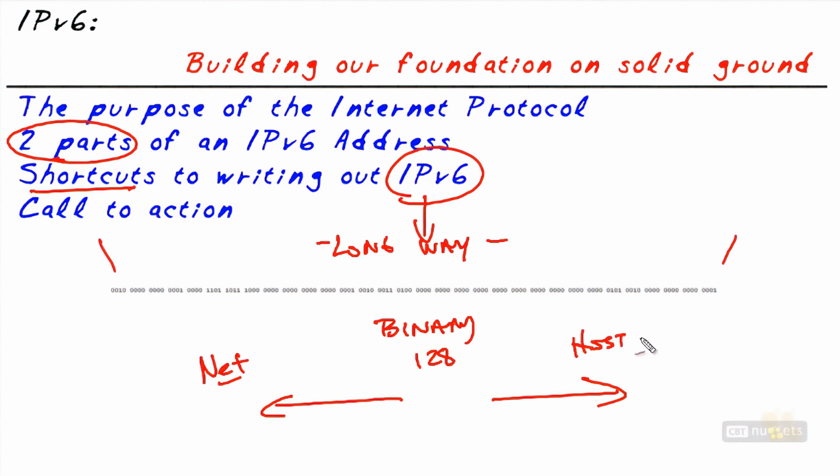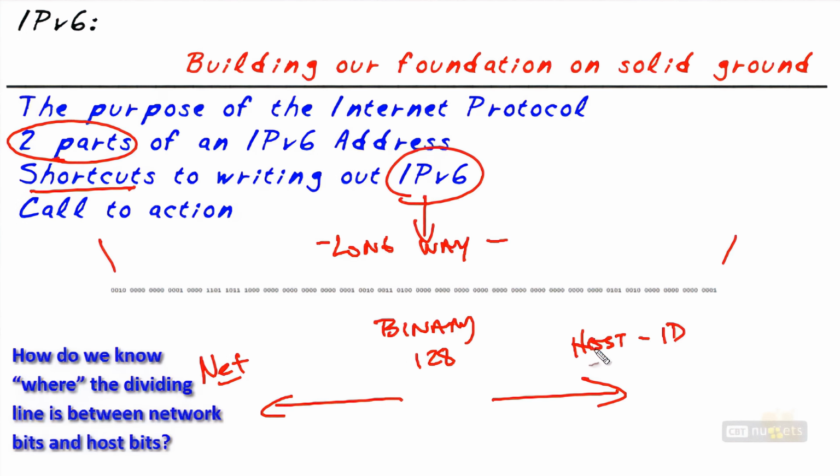In IPv6, they like to call it a host ID. You can call it a host address. You can call it a host ID. We're talking about the same thing. And my question for you right now is, how do we know where the dividing line is between the network bits and the host bits in this beautiful IPv6 address? And if you're saying, well, Keith, in the previous discussion, we said it was the mask, that is exactly right.